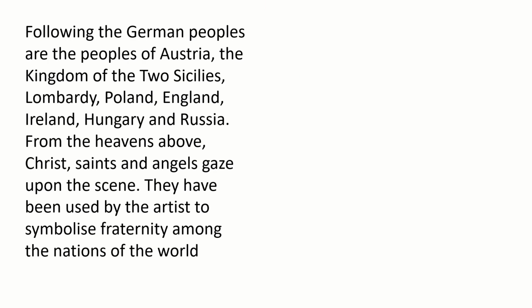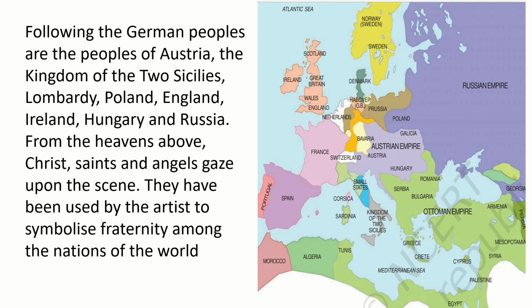Following the German people are the peoples of Austria. Next, the Austrian people are there. The Kingdom of the Two Sicilies, Lombardy, Poland, England, Ireland, Hungary, and Russia. So these are the countries in series. First the United States, then the Germans, after the Germans the Austrians, and the Kingdom of the Two Sicilies. See here the countries are there. I will highlight them if it is possible. Yes, it is possible. Germany, where is Germany? See, Germany.